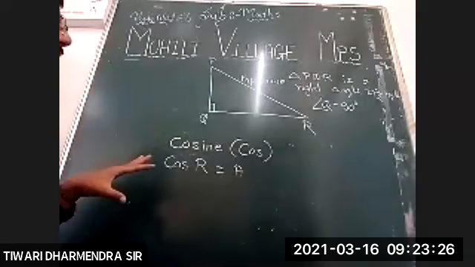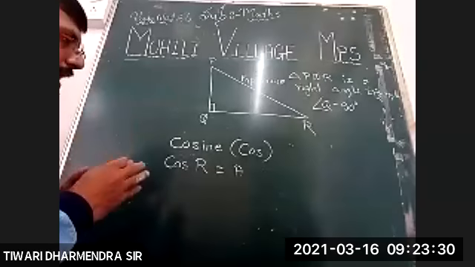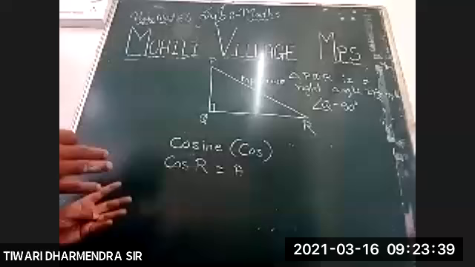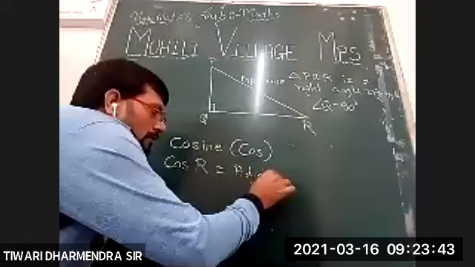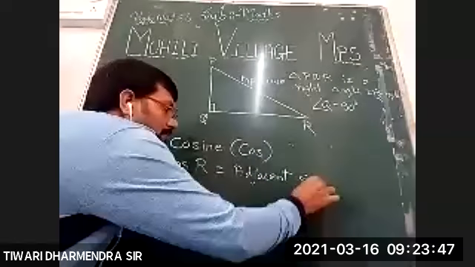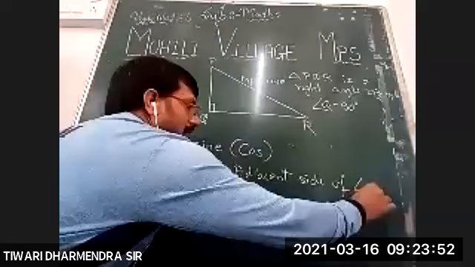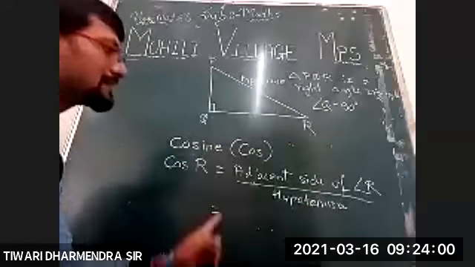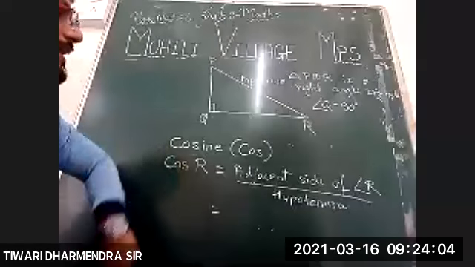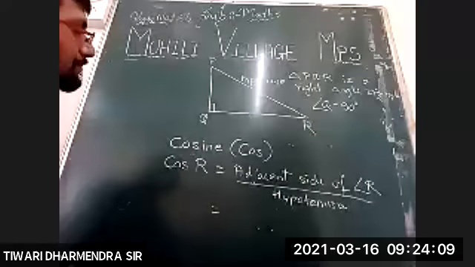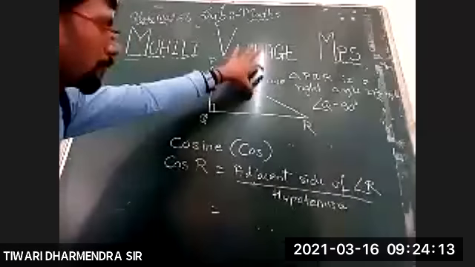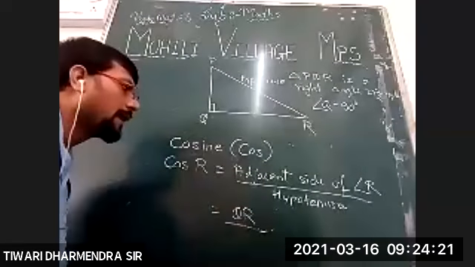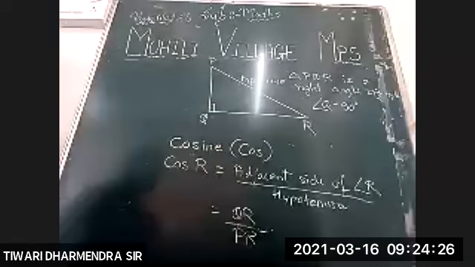Because in sine, the definition is the opposite side to the angle that we are taking divided by hypotenuse. And here we have the concept of the adjacent side of the angle. Which angle are we taking? Angle R. Adjacent side of angle R divided by hypotenuse. Two sides are attached to angle R, PR and QR. As per our explanation, hypotenuse is fixed, so the side adjacent to angle R is QR. So QR divided by hypotenuse, which is fixed, that is PR. Okay, and this is clear.